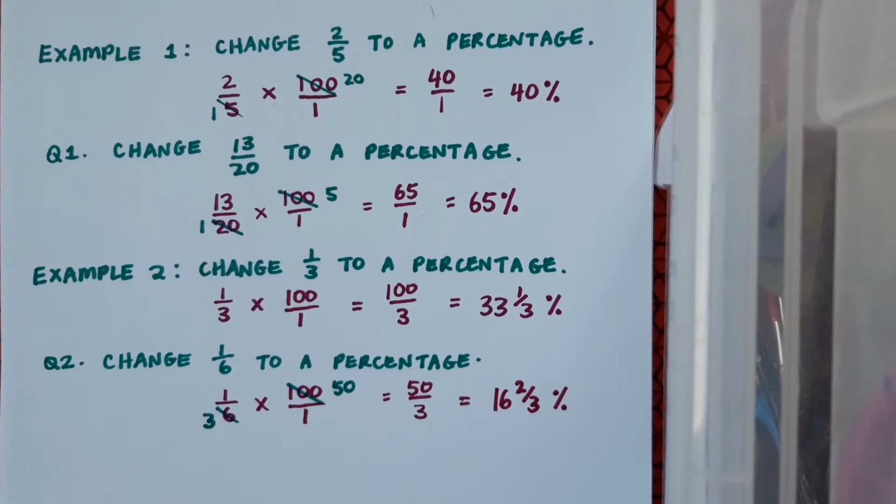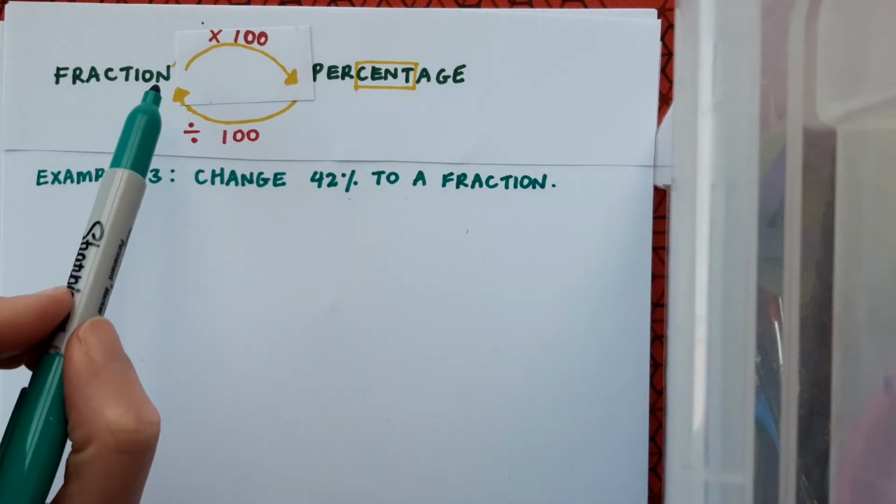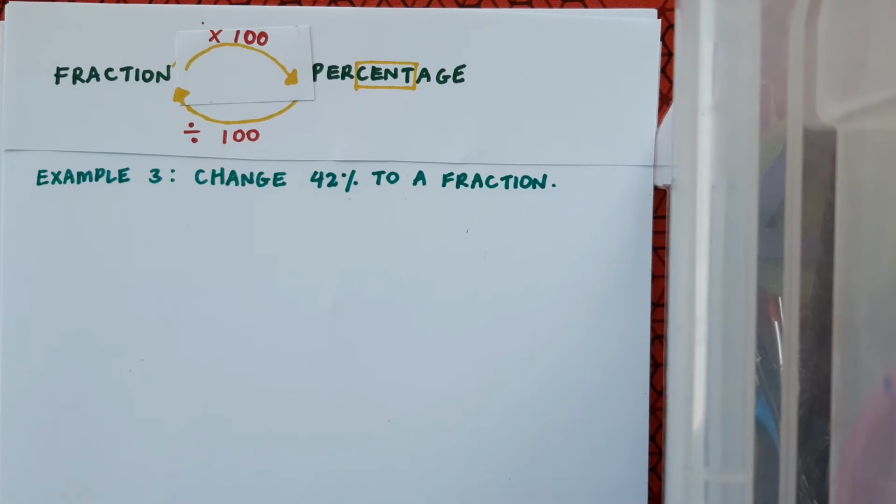It's a good plan to have a little rough work column going for calculations like this. Okay, so now that we're familiar with how to change from a fraction to a percentage, let's look at how to go the other way. So here's an example. We want to change 42% to a fraction. Now remember that we said that to go from a fraction to a percentage, we times by 100, and to go from a percentage to a fraction, we divide by 100.